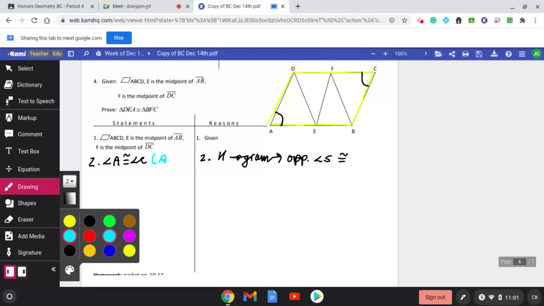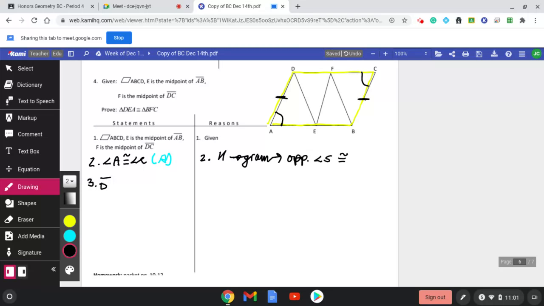All right, anybody else want to use another property that could give me sides or angles? DA is congruent to CB. Yeah, that's not bad at all. Opposite sides, DA congruent to CB, because parallelogram implies opposite sides congruent. Okay, this isn't that bad, right? Because we've already got angles and sides.